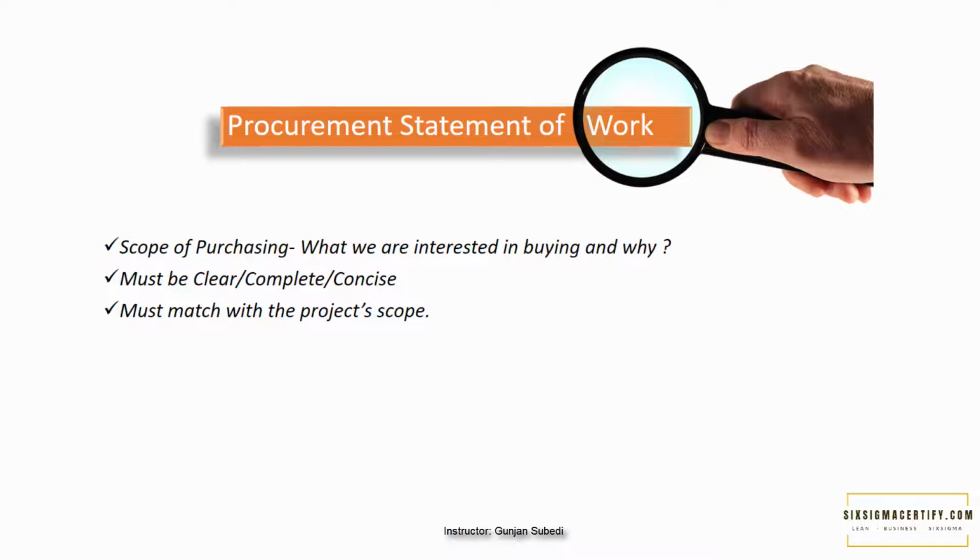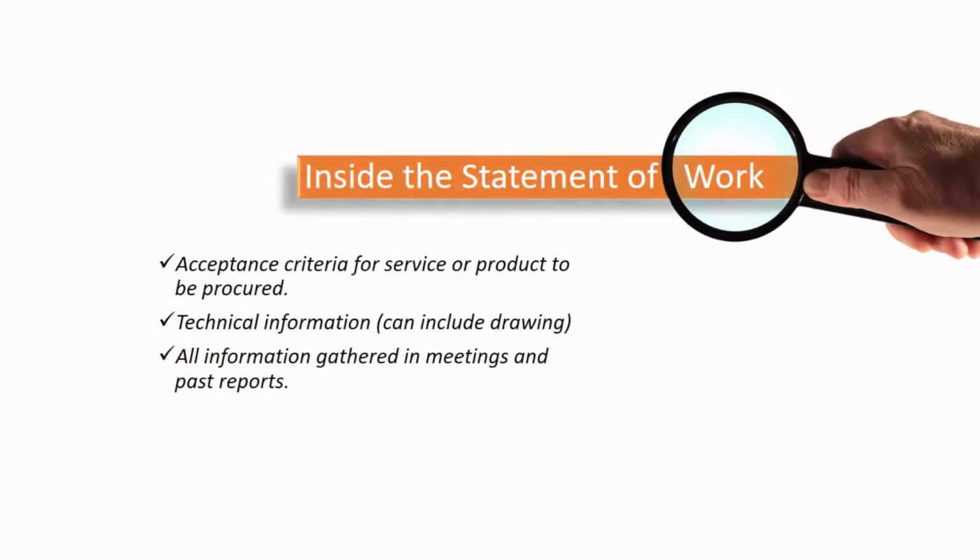So what are the things that the procurement statement of work must contain? It may contain things like acceptance criteria for service or product to be procured, technical information, for example, drawings, and all the information gathered in meetings and the past reports. Procurement statement of work is very important in the fixed price contract, and it should be well defined because inadequate information in the statement of work may cause a seller to ask a higher bid at contract to cover the risk of loss.